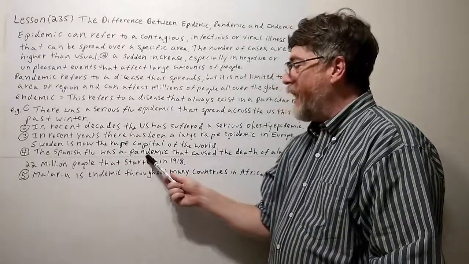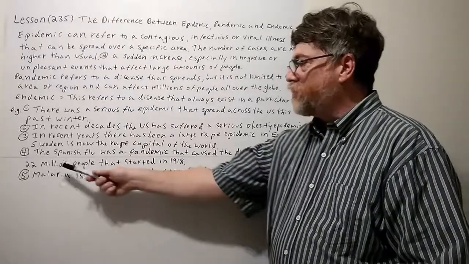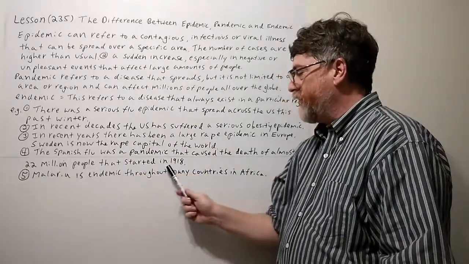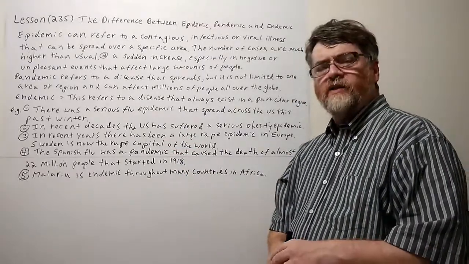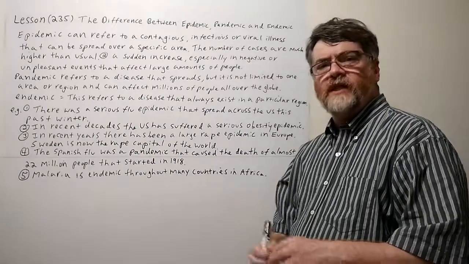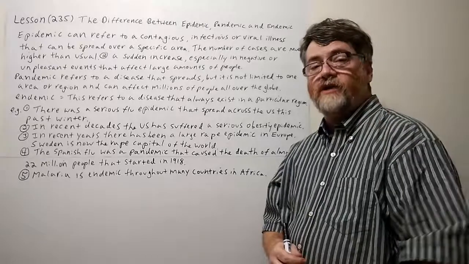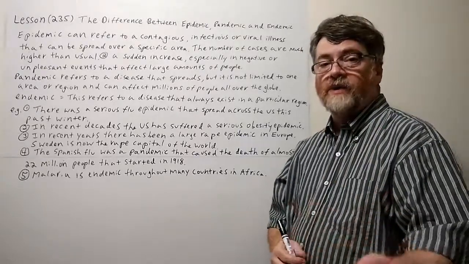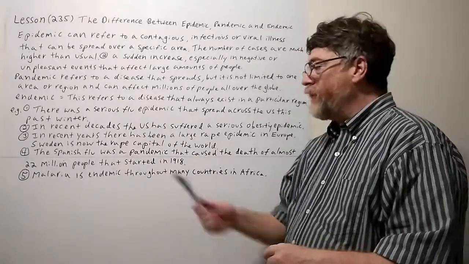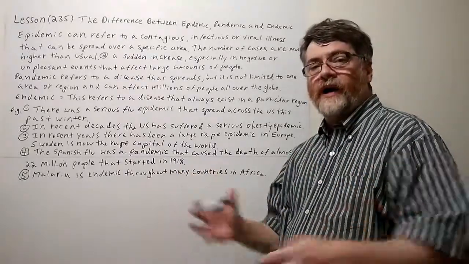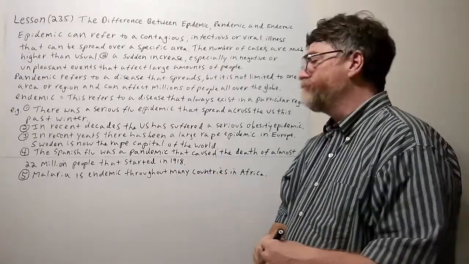Okay. So let's look at number four: The Spanish flu was a pandemic. This is a pandemic that caused the deaths of almost 22 million people that started in 1918. Now this spread all over the world. We have had other pandemics. I think there was a tuberculosis pandemic in the past too. And if you go back many centuries, the Black Plague was a pandemic too that spread all throughout Europe and spread much further. So if it's closer to being worldwide, over a much wider area, then it's a pandemic.